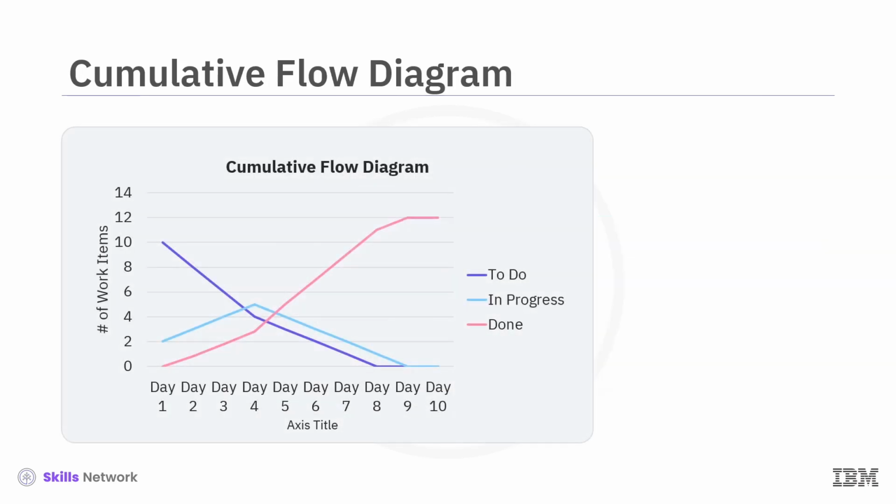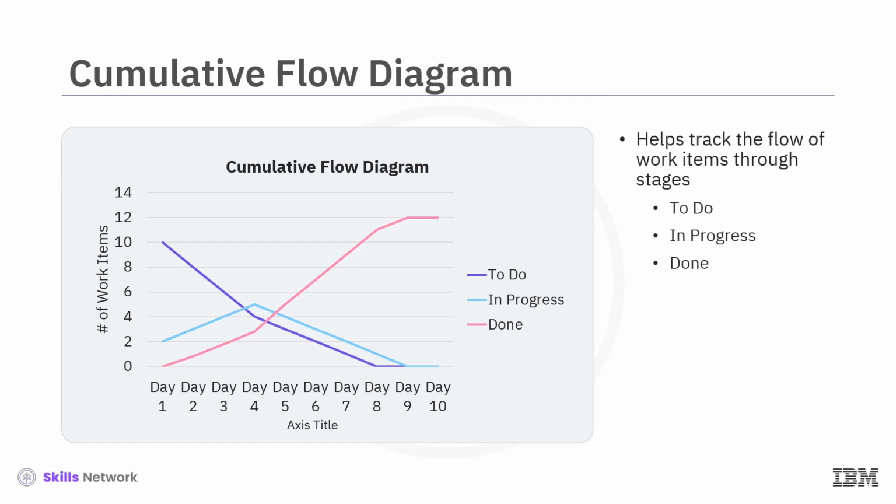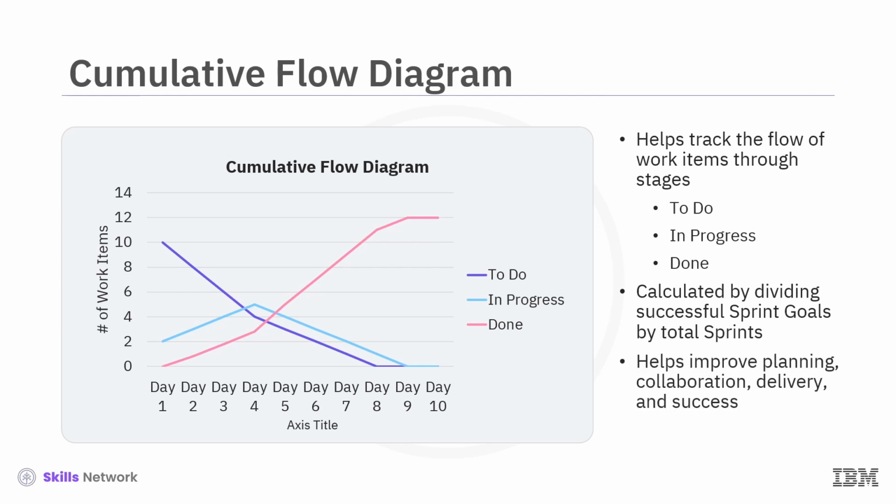A cumulative flow diagram is a visual tool that helps product owners track the flow of work items through different stages of the development process, such as to do, in progress, and done. Product owners can calculate this by dividing the number of sprints where the team successfully completed the sprint goal by the total number of sprints, then expressing it as a percentage. Tracking this metric and other key metrics helps product owners improve planning, collaboration, delivery, and success.